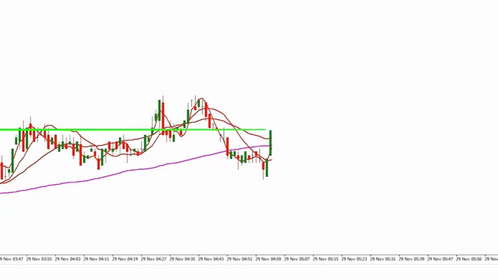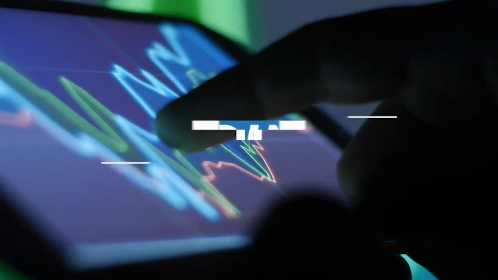So we've identified this exact bar to enter from. We're putting our buy order here. And as you can see, the market moved on up. This is the MTFX trading system.